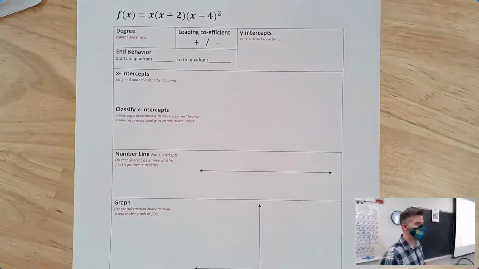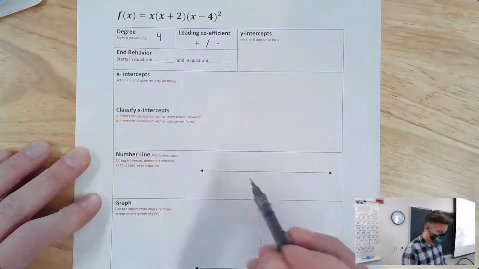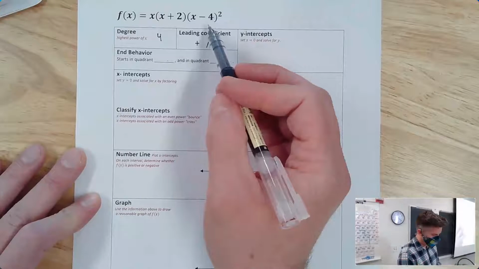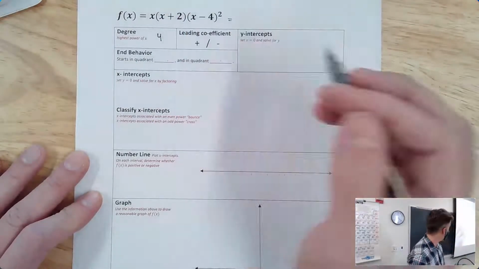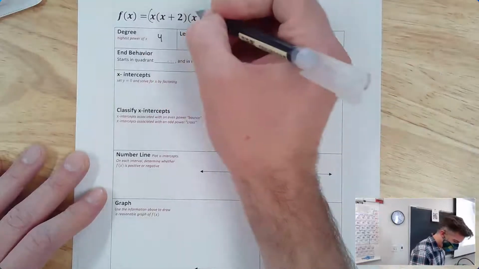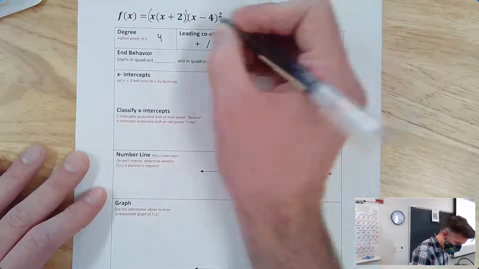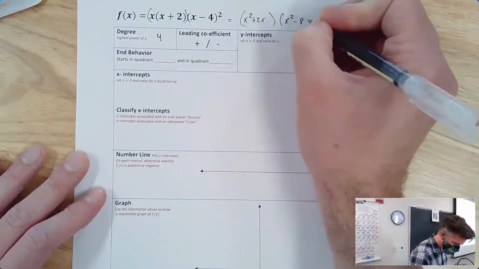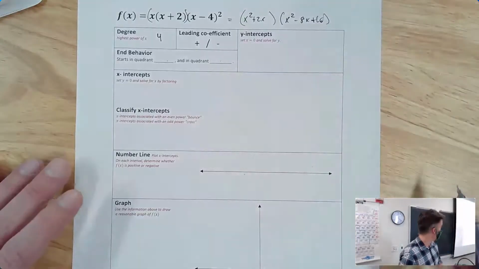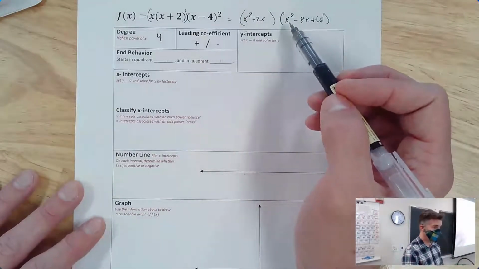Yeah. It's definitely a degree 4, because if you multiply this out, well, in fact, I'm going to multiply it out a little bit. This part multiplied out would be x squared plus 2x. And this part multiplied out would be x squared minus 8x plus 16. And then if we did multiply it out further, we get an x squared times an x squared, which is an x to the 4th.